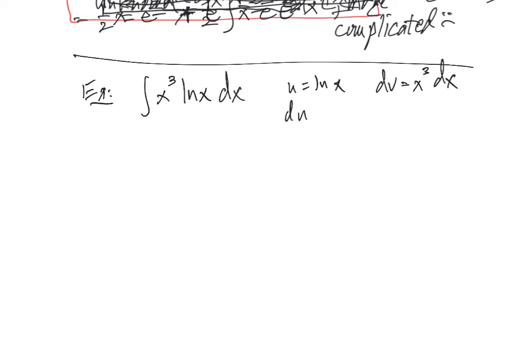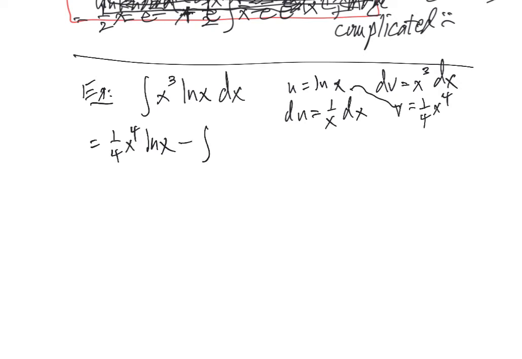And then we calculate the related parts. The derivative here is 1 over x. The antiderivative of x cubed is 1/4 x to the 4th. So we get by parts rule 1/4 x to the 4th ln x, u times v, minus, and then here's the big trade-off, v du, which is 1/4 x to the 4th, times du, which is 1 over x dx. And notice, miraculously, the ln has gone away.